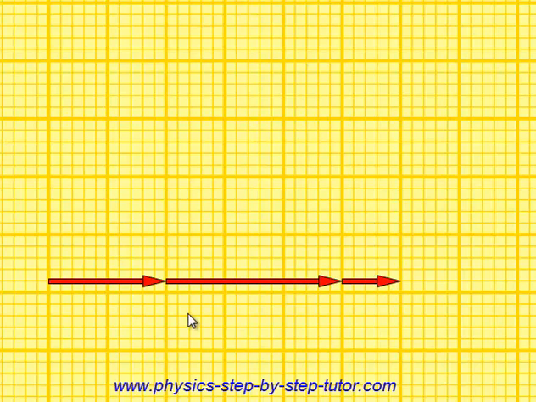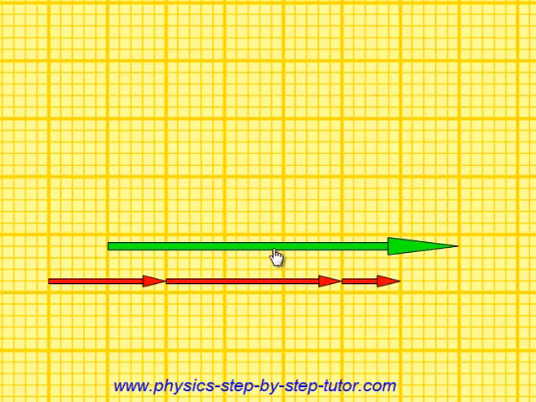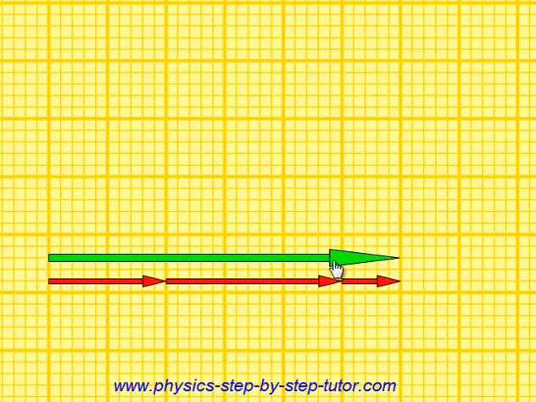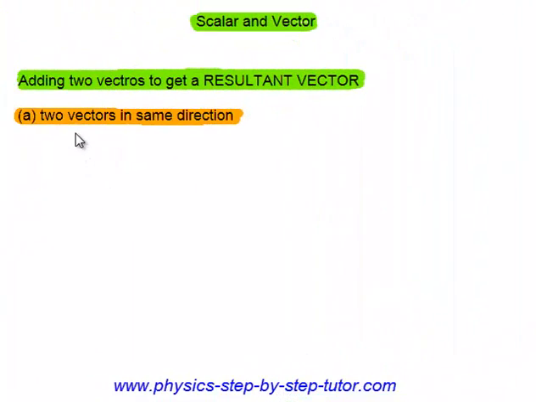When you're given forces acting in the same direction, just connect them head to tail and get the sum. Like you can see here, the resultant is this green force here, which starts from the first tail to the last head. Provided you connect the forces head to tail, you will never go wrong. So that is how we add two vectors which are acting in the same direction.